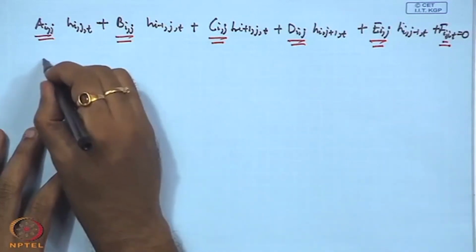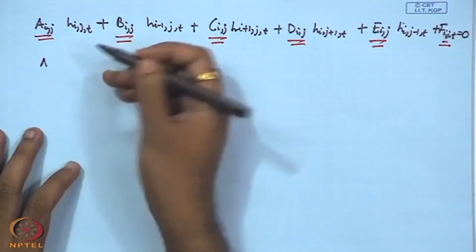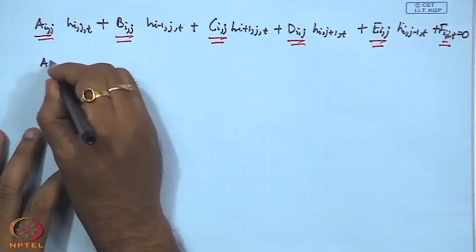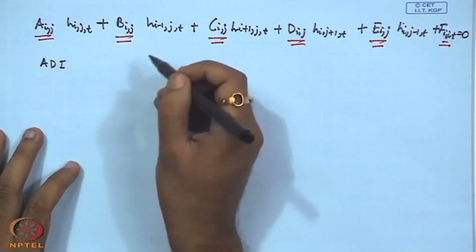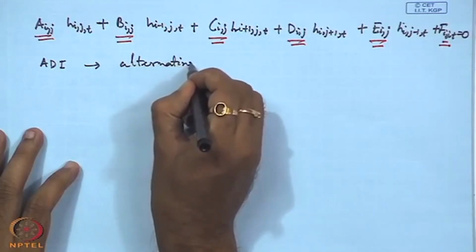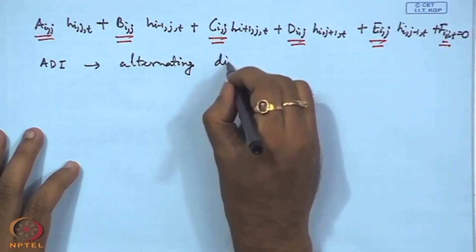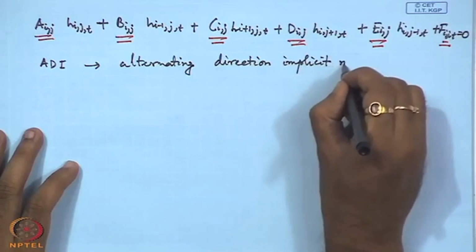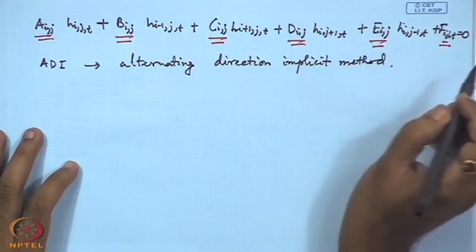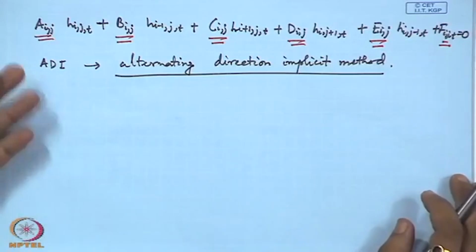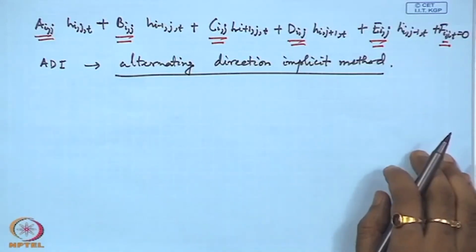So, this can be solved using any standard numerical technique like ADI, or alternating direction implicit method, or this is the form of the discretized equation. These can be directly used for embedding purpose.